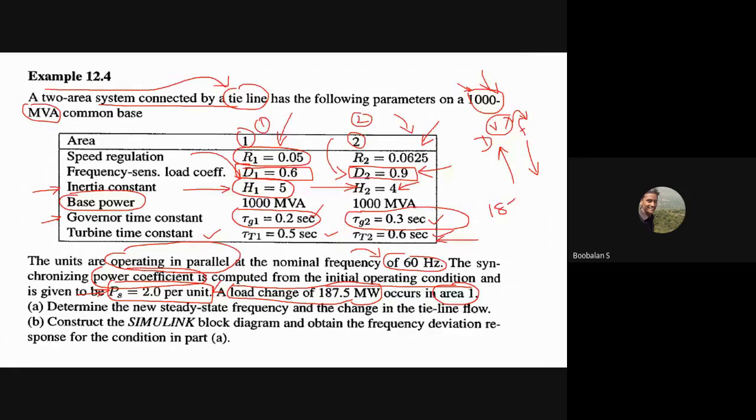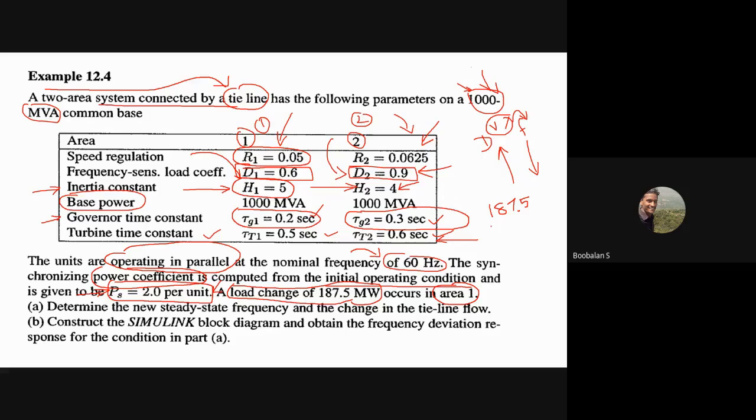187.5 megawatt is now suddenly changing. It shows that 187.5 megawatt of load is now connected in my area 1. Now the generator needs to generate more power, right? So definitely it will lose its voltage, it will lose its speed. Once it loses speed, its frequency is also going to drop. So we need to calculate in per unit as well as in hertz.